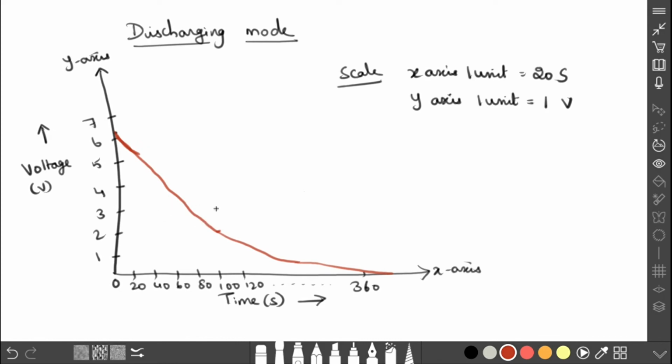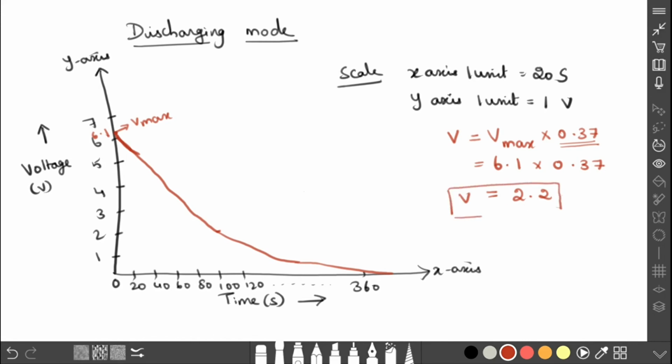How to find the time constant? The voltage across the capacitor V is equal to V maximum into 0.37. This is the main thing we have to remember for discharging mode: the maximum voltage should come down to 37% of the original. Here the V maximum value is 6.1. So 6.1 into 0.37, if you multiply, we will get a value around 2.2. This is the voltage across the capacitor during the time constant.